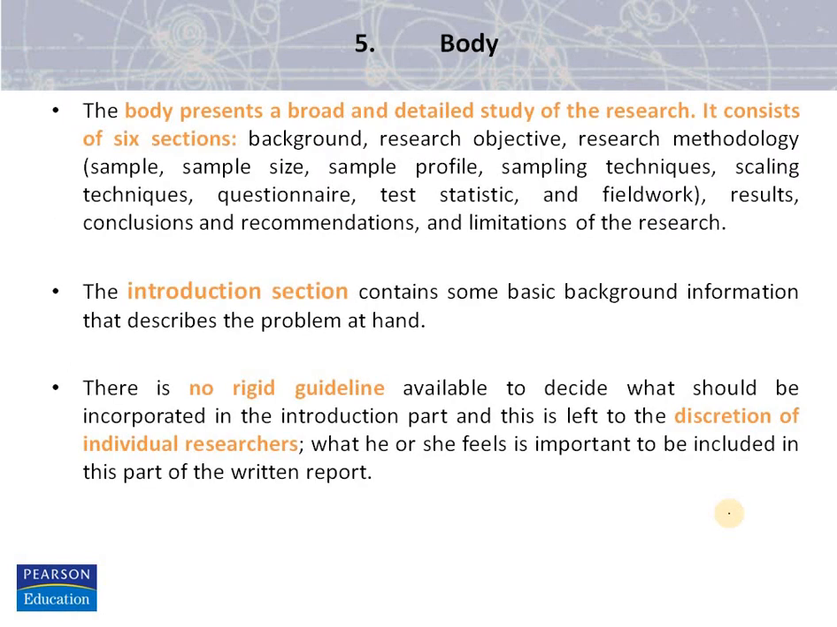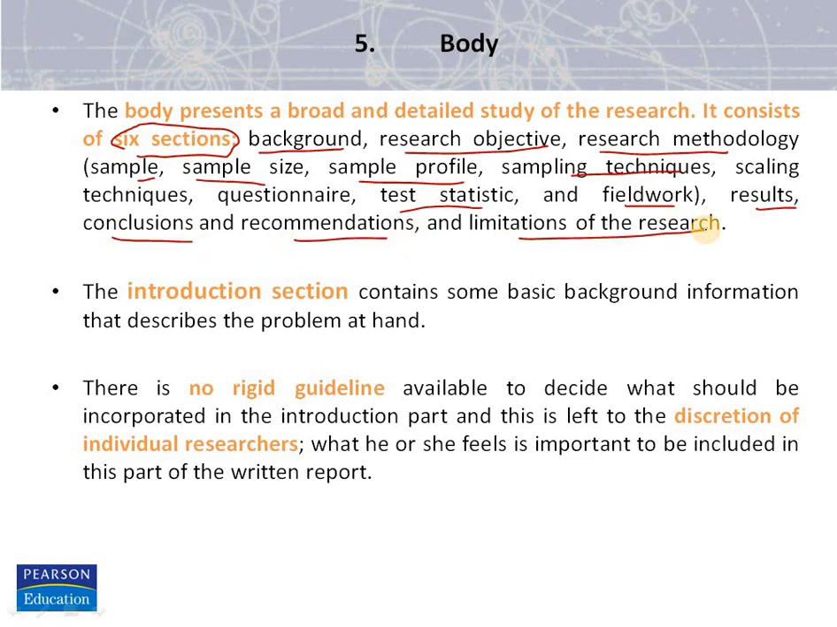Then the body of the report. The body presents a broad, detailed study of the research. It consists of 6 sections. What are these 6 sections? It consists of background, that is called an introduction, research objective, research methodology, which includes the sample size, sample profile, sampling techniques, scaling techniques, questionnaire, test statistics and fieldwork, as well as results, conclusions, recommendations, and limitations of the research.